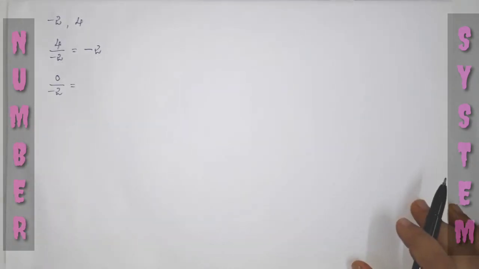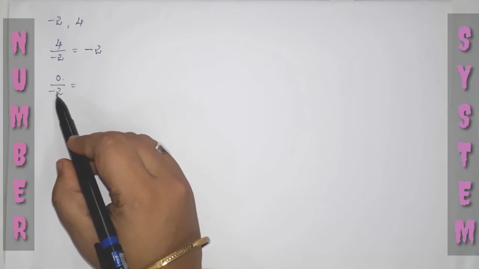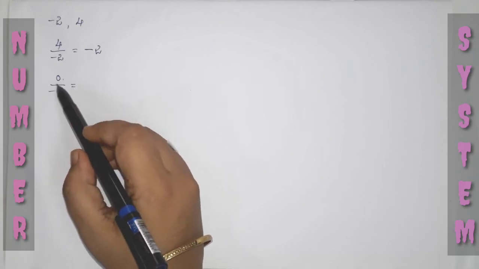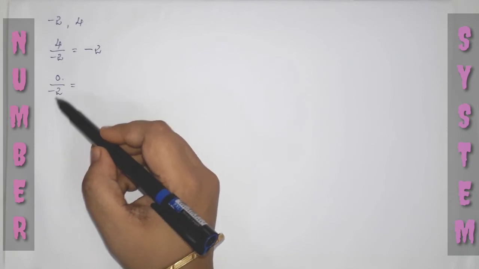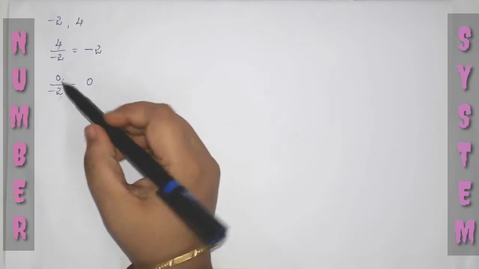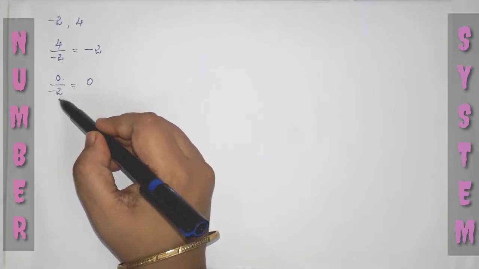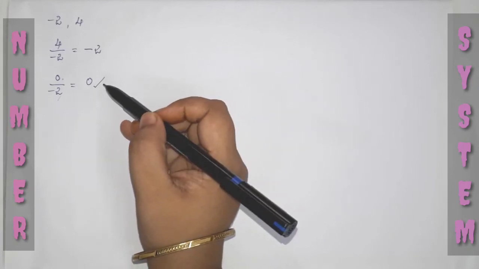0 by -2. Here in the numerator, which sign do you have? Here you have 0. In the denominator you have -2. If the numerator is 0 and the denominator is any integer, then the value is directly 0. In the numerator you have 0, denominator any integer, you have to take directly 0. Okay.